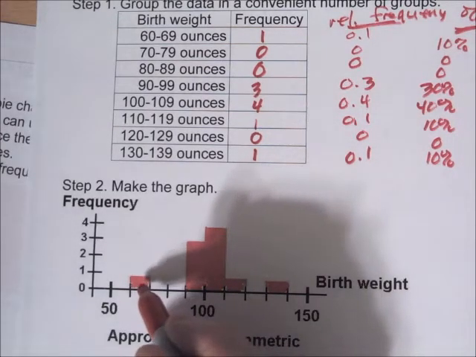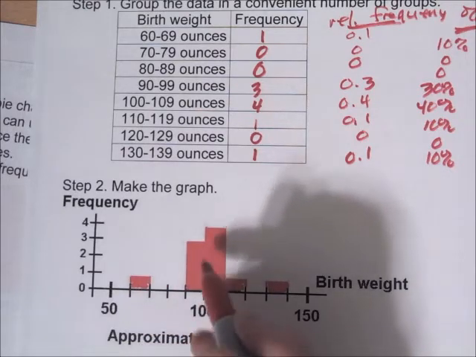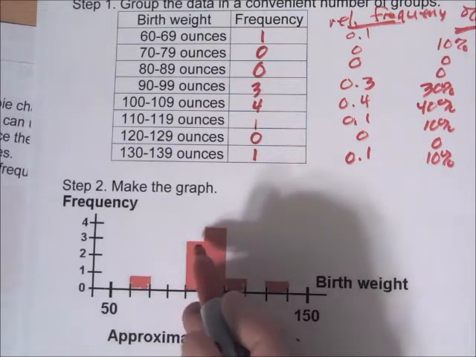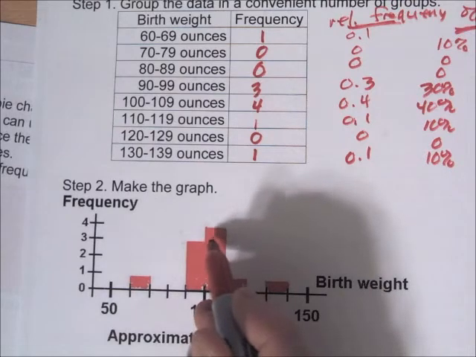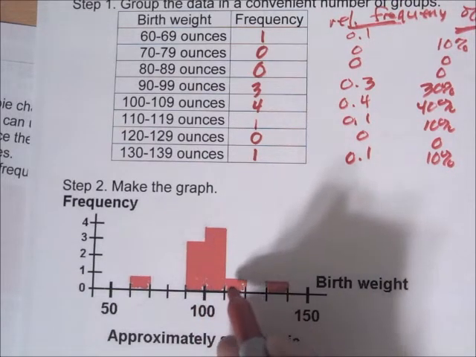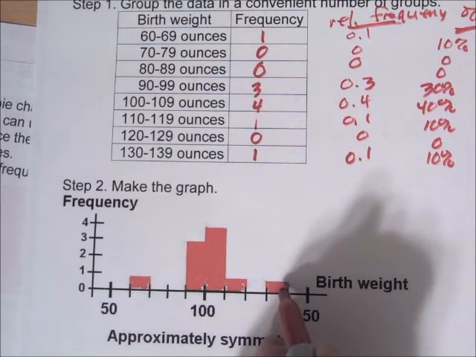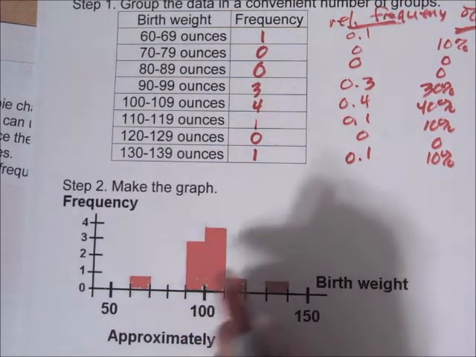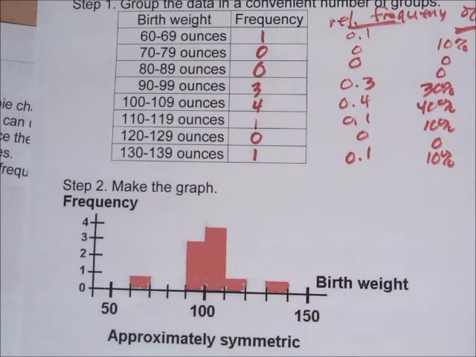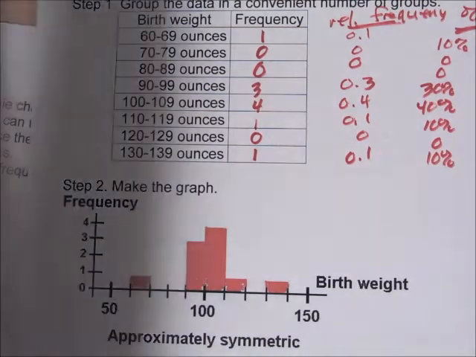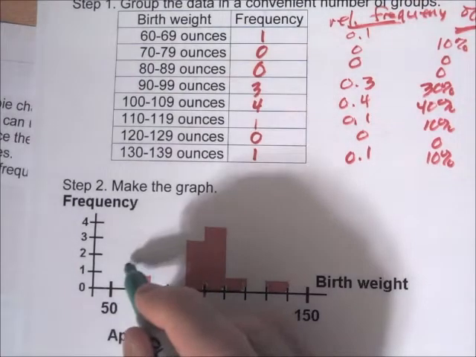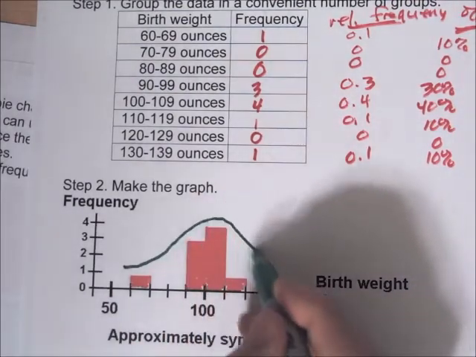For the 60s, we make the bar going up to 1. In the 90s, we make the bar going up to 3. 100 to 109, the bar goes up to 4. 110 to 119, the bar goes up to 1. And then in the 130s, the bar goes up to 1. So again, it's approximately symmetric. You have one main cluster in the middle, so it's somewhat bell-shaped here.